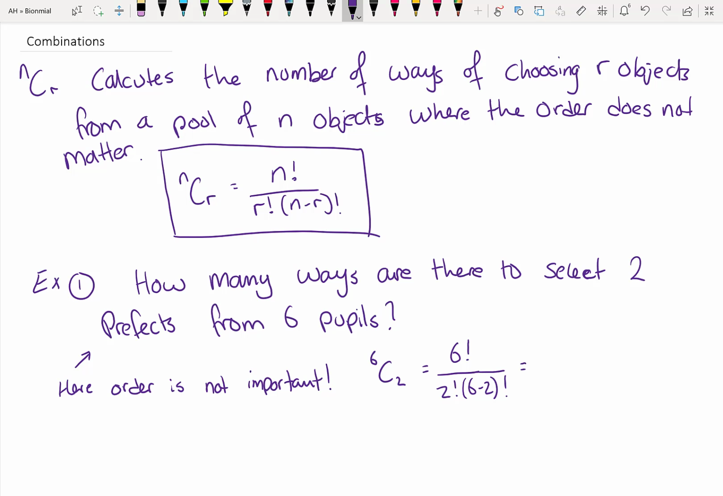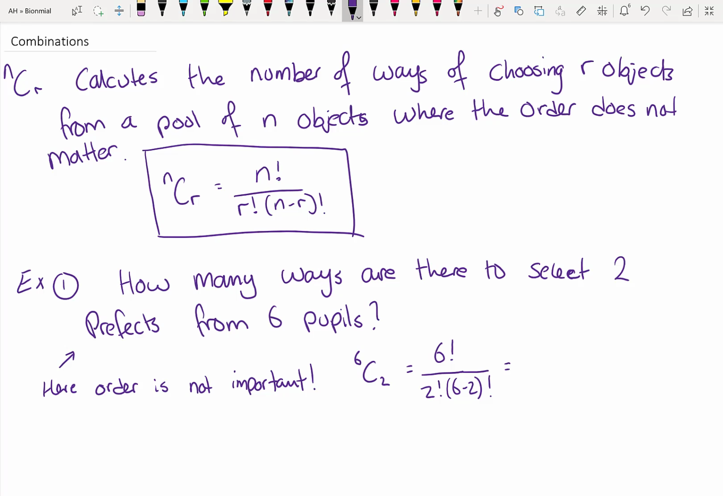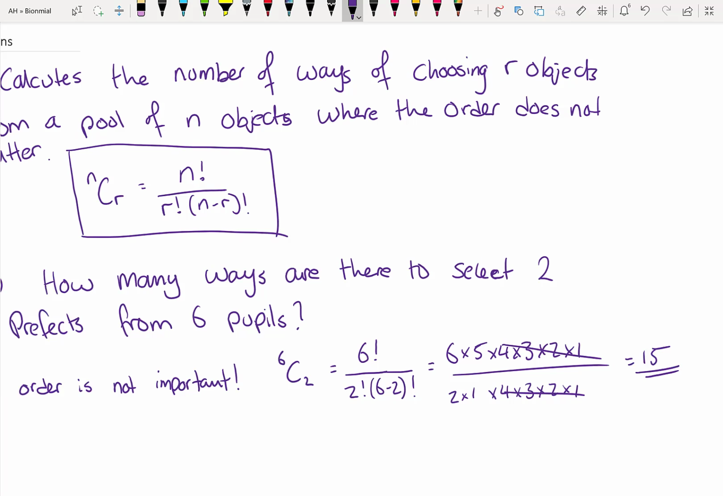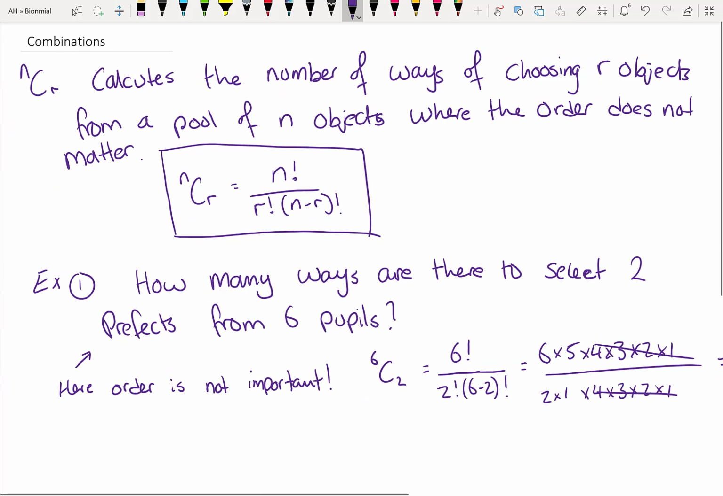Looking at what that is going to multiply out to give me, it's 6 times 5 times 4 times 3 times 2 times 1 all over 2 factorial, 2 times 1, and 6 minus 2 is 4, so 4 factorial, 4 times 3 times 2 times 1. So that and that can cancel. 6 times 5 is 30 on the top, divided by 2, leaves me 15 ways in which that can happen.